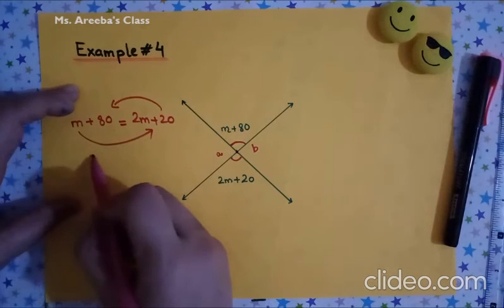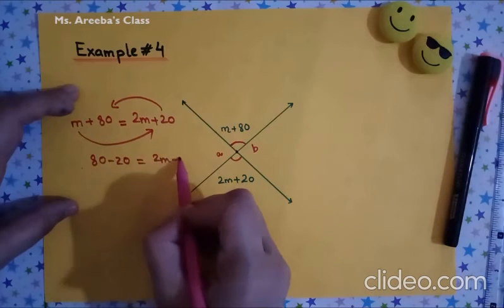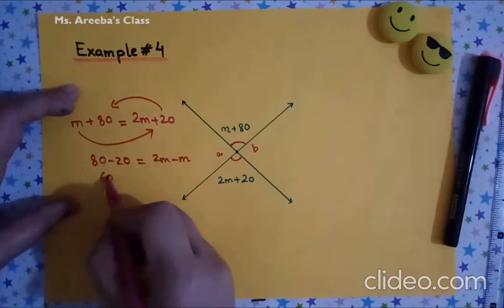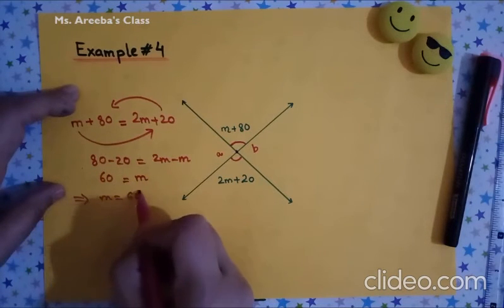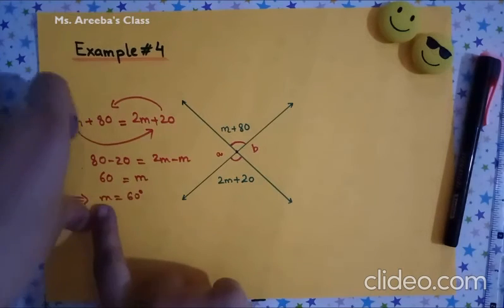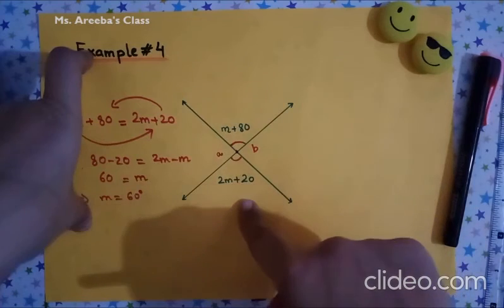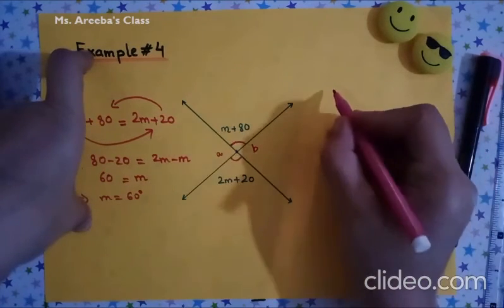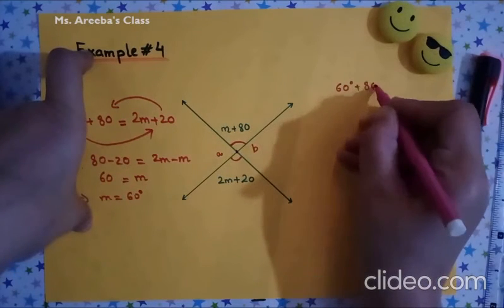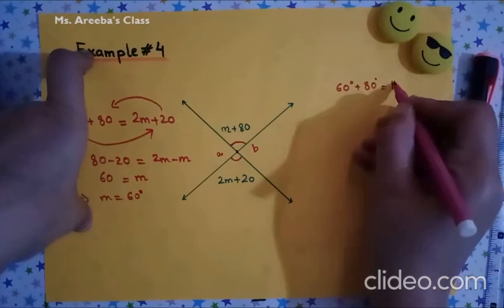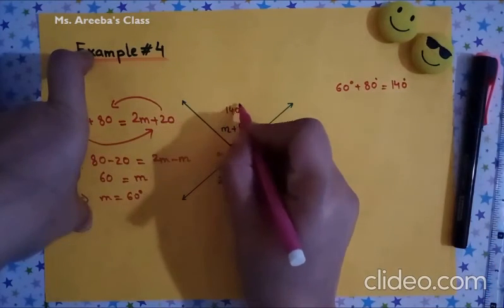So this is what we get: 80 minus 20 is equal to 2m minus m. And from here, this is 60 and this is m. It implies that m is equal to 60 degrees. Now we have our value of m. But we have to find the unknown angles m plus 80 and the other one, 2m plus 20. So for that, simply replace the value of m by 60 degrees plus 80 degrees, which is equal to 140 degrees. So here this is 140 degrees.